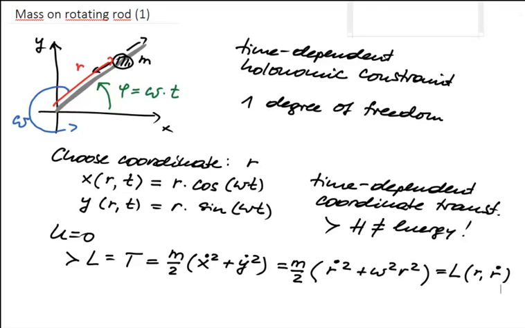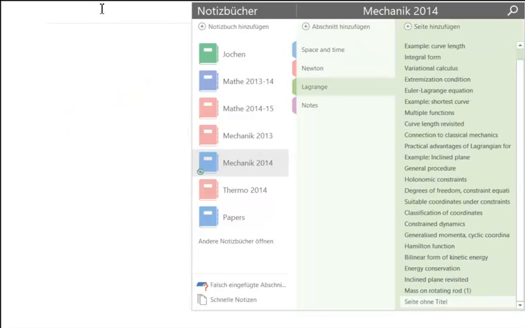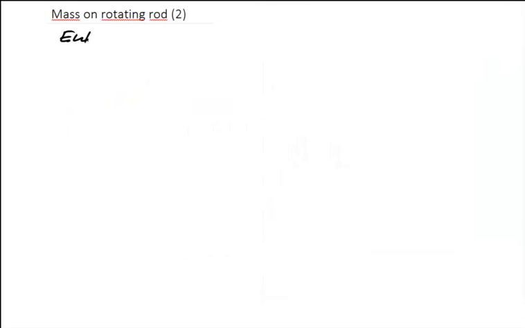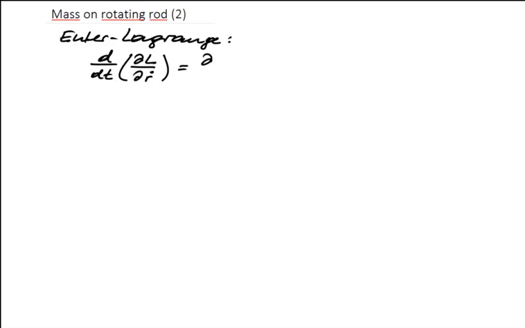From this Lagrange function, we can obtain the equation of motion. This is simply the Euler-Lagrange equation. This says d over dt partial L with respect to r dot. This is equal to the partial of the Lagrangian with respect to r.